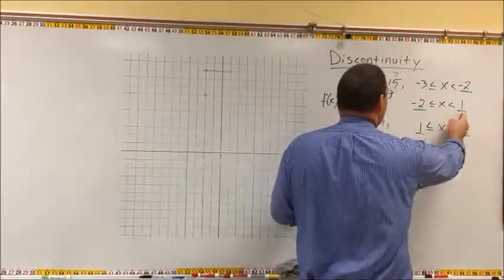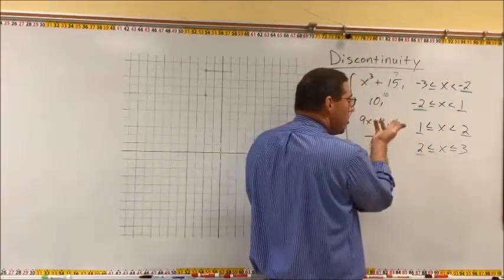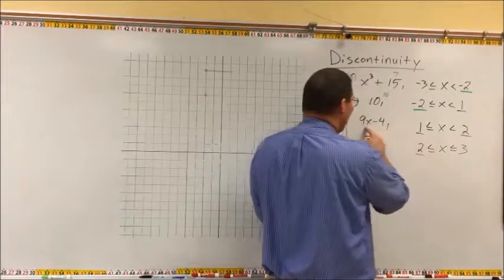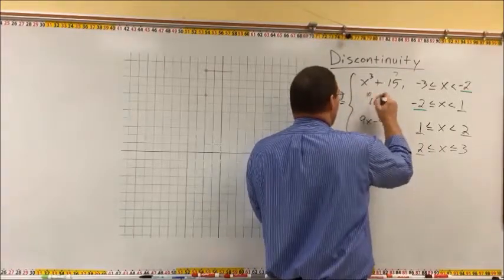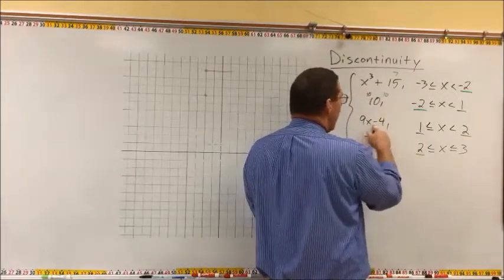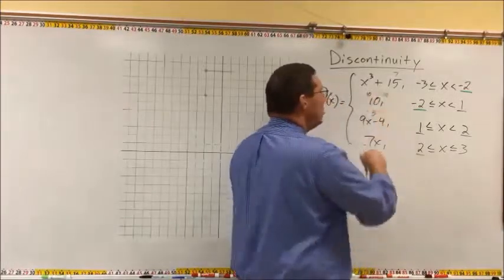All right, plug a 1 in. It doesn't matter what we plug in. The answer is always 10, right? So we'll put a 10 here. Then plug a 1 in here. 9 times 1 is 9. 9 minus 4 is 5. So jump discontinuity.